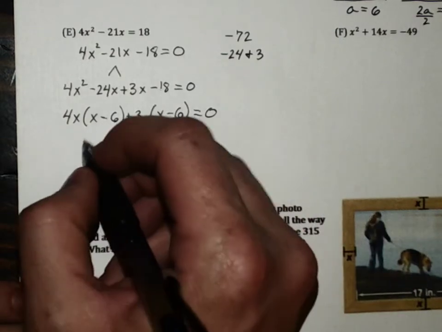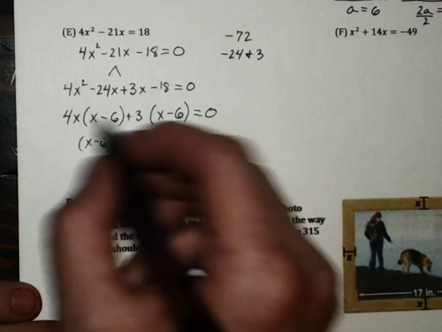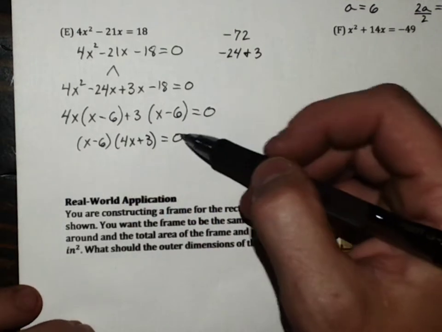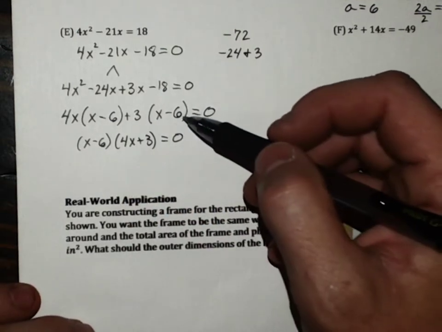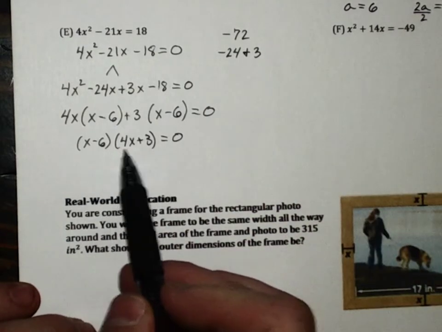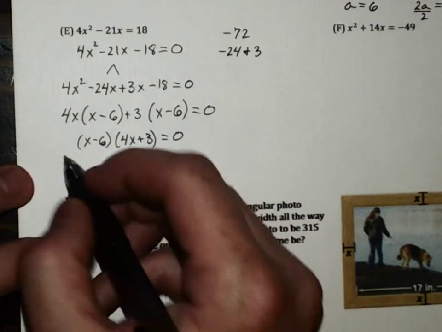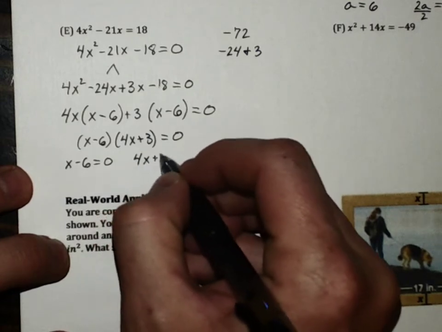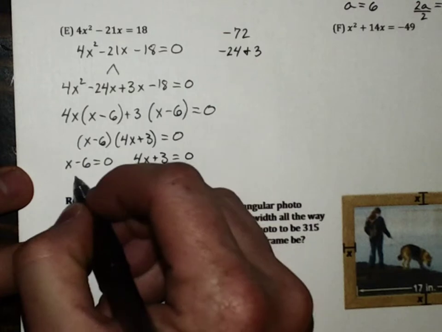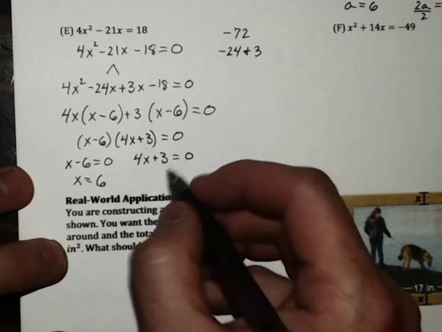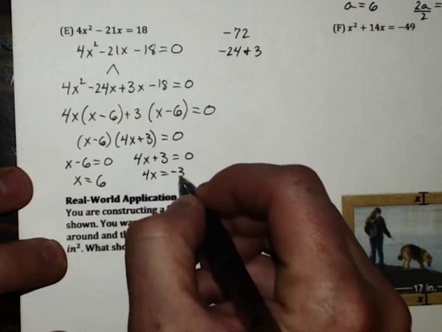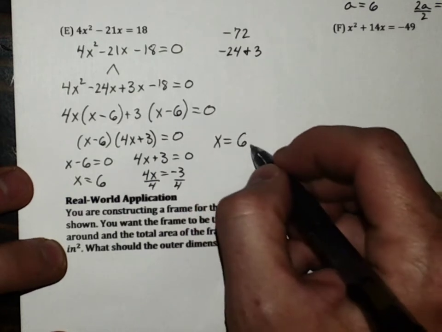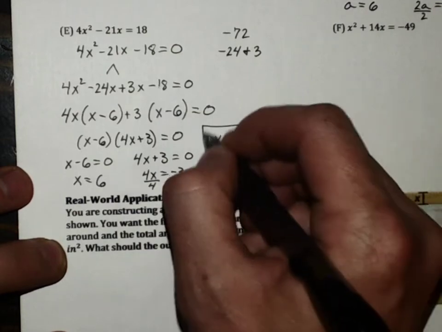Now you can factor out x minus 6. And when you factor out x minus 6, what does that leave behind? A 4x plus 3. Now, all we have done is factored it. Now we have to solve it by factoring, by setting both terms equal to 0 separately. So I have one, x minus 6 equals 0. I have the other, 4x plus 3 equals 0. Add 6. One answer is 6. Subtract 3. Divide by 4. So I have two solutions: 6 and negative 3/4.